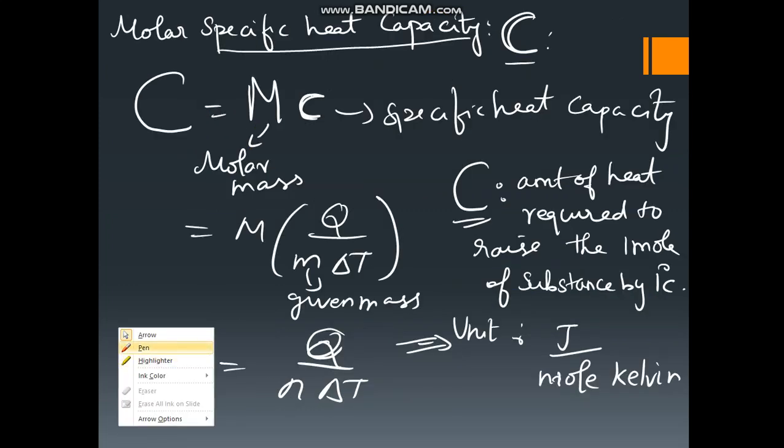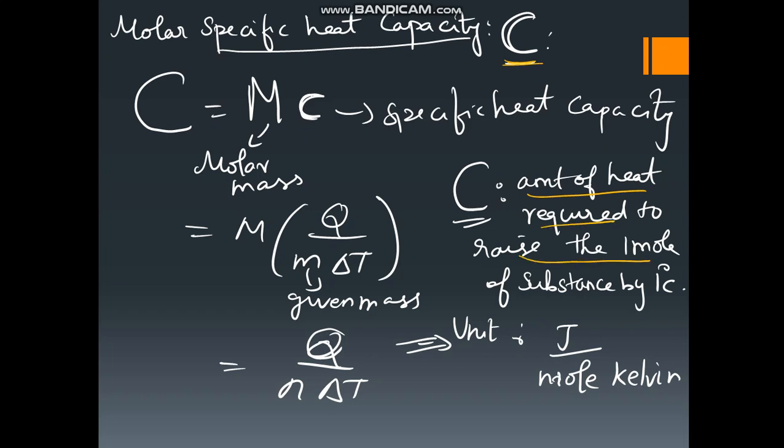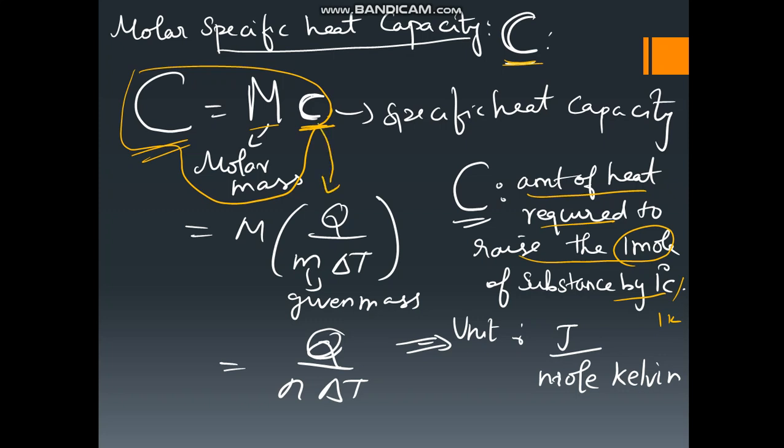Now let us see what is molar specific heat capacity. It is indicated by a capital letter C, and it is the amount of heat required to raise 1 mole of substance by 1 degree Celsius or 1 Kelvin. Molar specific heat capacity is equal to molar mass into specific heat capacity, that is small c. So capital C is equal to molar mass into small c, where small c is Q divided by M delta T.